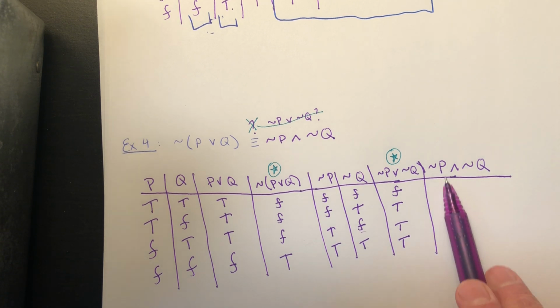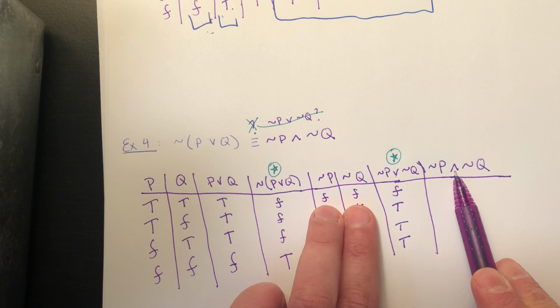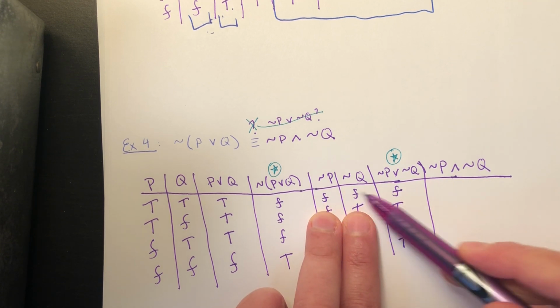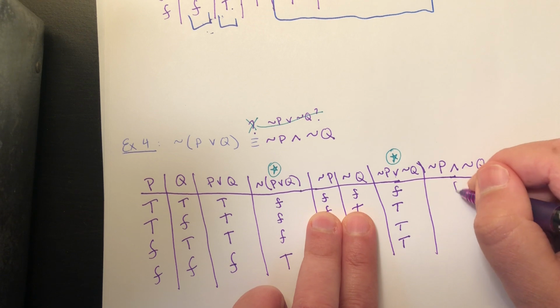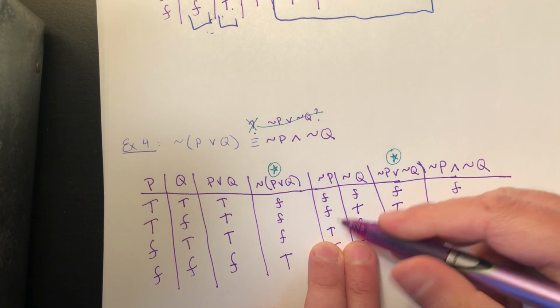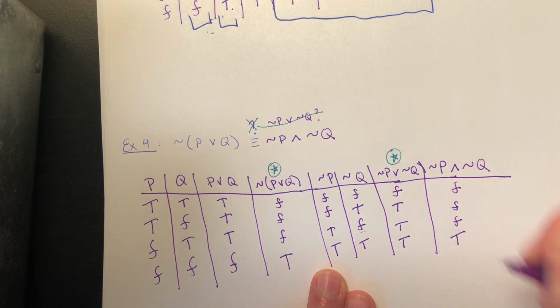All right, if we were to try and connect not P and not Q with an and symbol, then it's only going to be true when they're both true. All right, so in the first case, are they both true? Nope. In the second case, are they both true? Nope. In the third case, are they both true? No. In the last case, are they both true? Yes, finally. Aha! Well, now look.